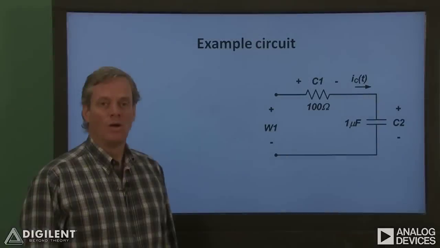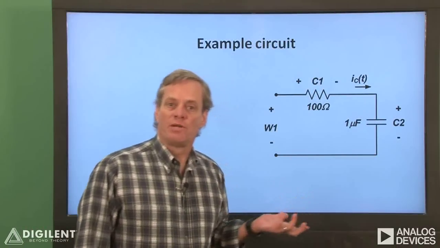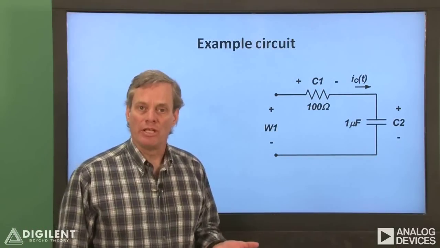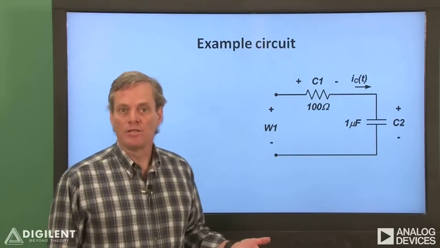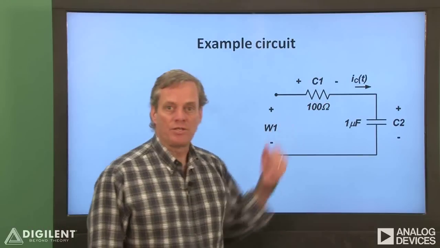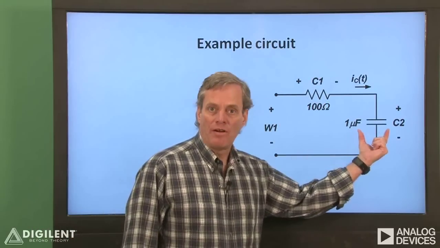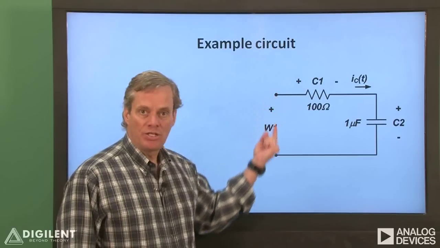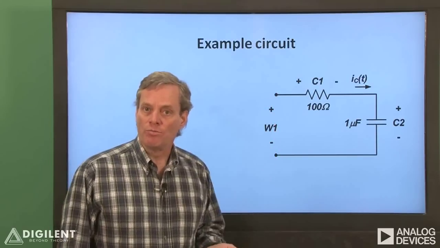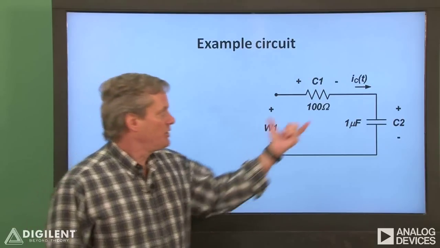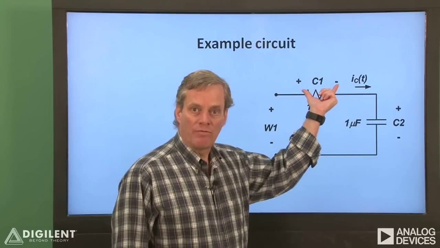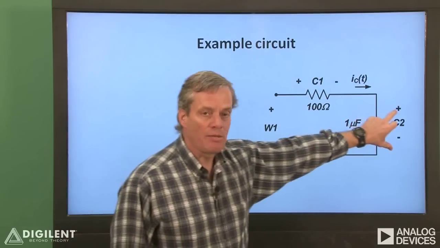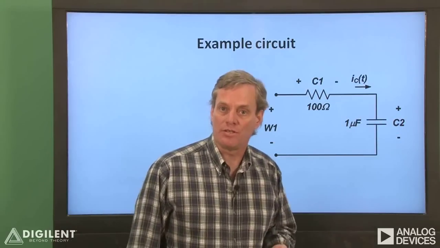We'll use this circuit to experimentally investigate the voltage-current relation we determined on the previous slides. We'll use a 100 ohm resistor in series with a 1 microfarad capacitor. We'll apply a sinusoidal voltage to the combination using channel 1 of our waveform generator. We'll measure the voltage across the resistor using channel 1 of our oscilloscope and the voltage across the capacitor using channel 2 of the oscilloscope.